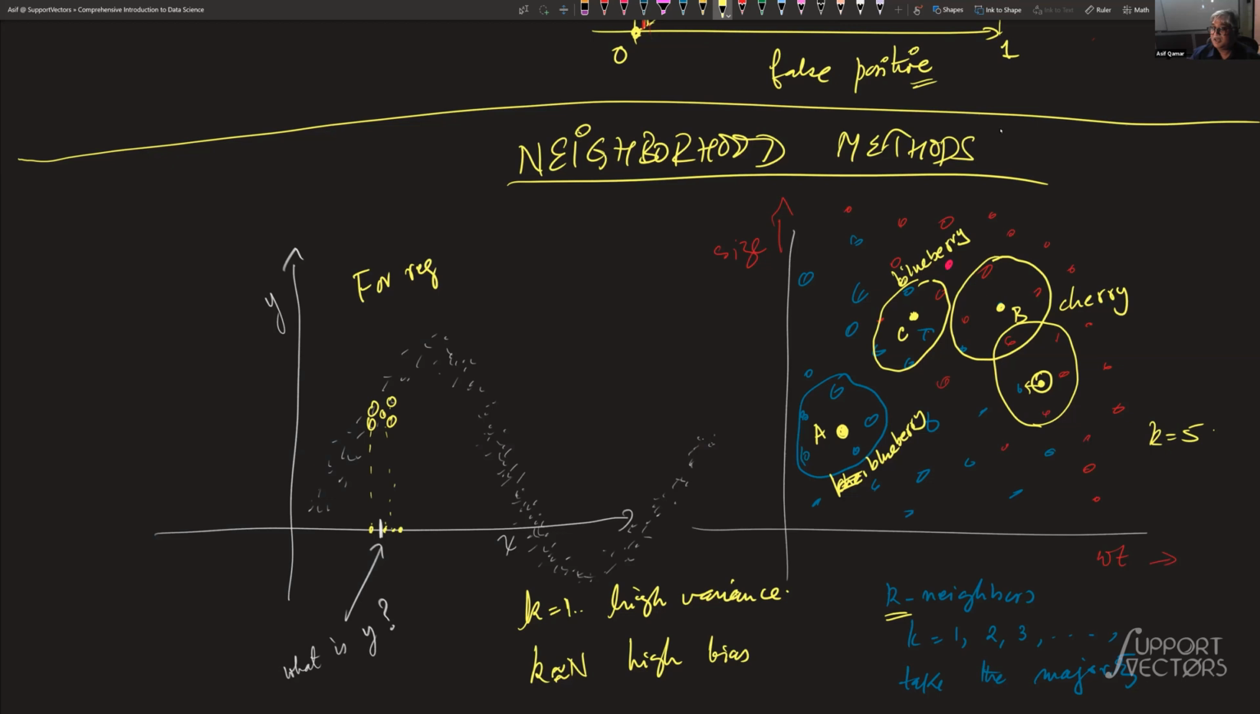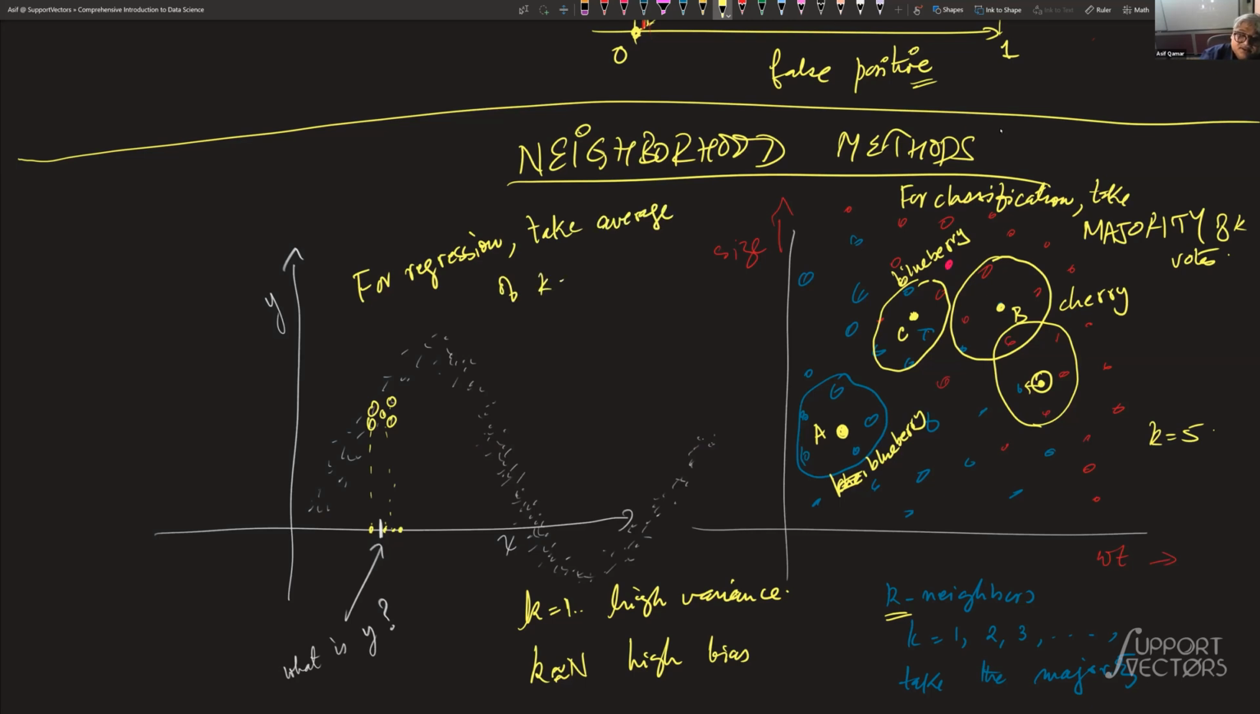So remember, for classification, take the majority of K votes. For regression, take the average of K neighbors. You just take the average value of these, and let us say that the average happens to be, I don't know, this. You're pretty close to the answer. That is a pretty good prediction, isn't it?